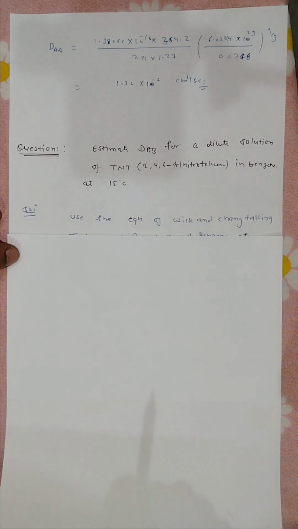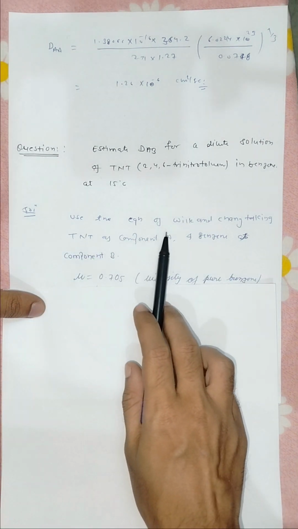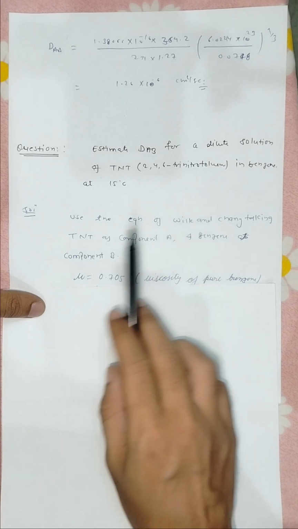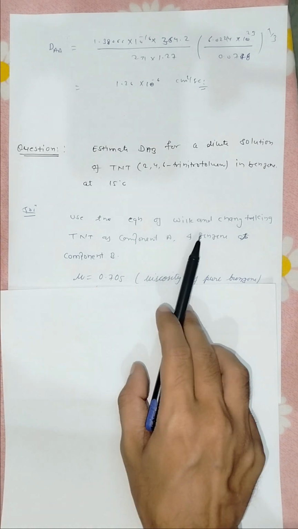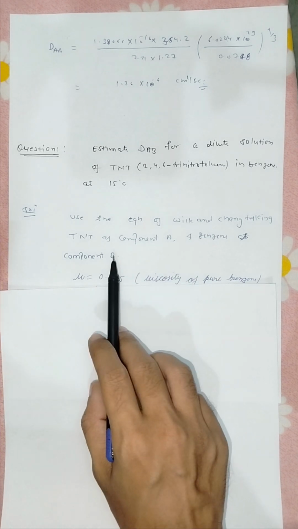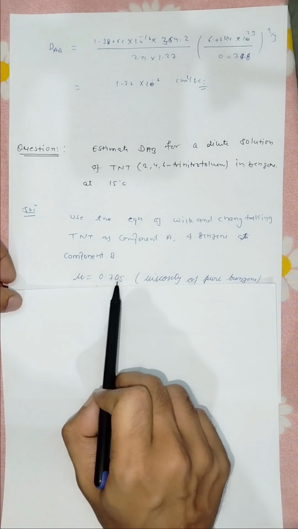First, we'll look at the solution, what we have to do. Here it is mentioned that we have to use the equation of Wilke and Chang, taking TNT as compound A. So we have taken TNT as compound A and benzene as component B. And the viscosity of pure benzene is what?